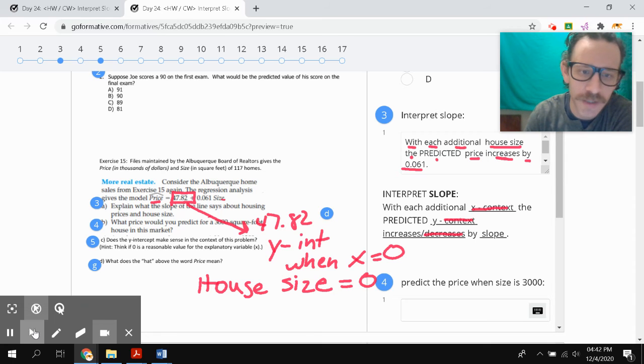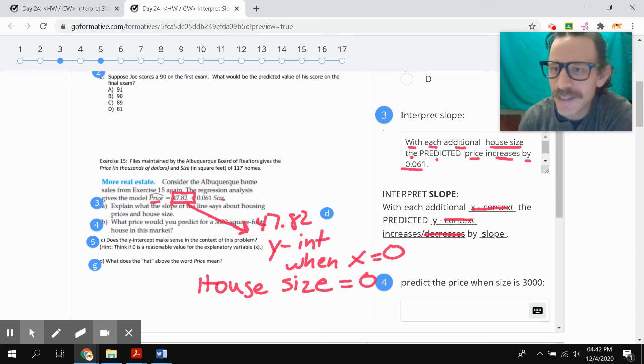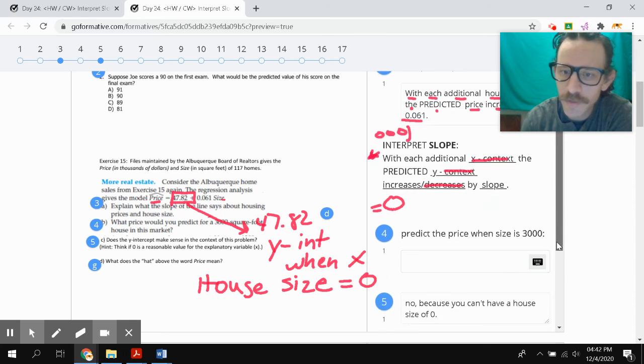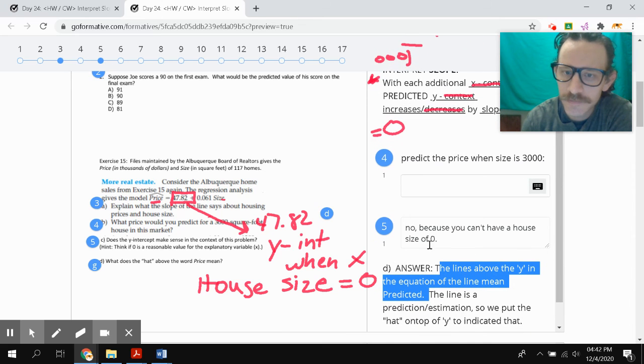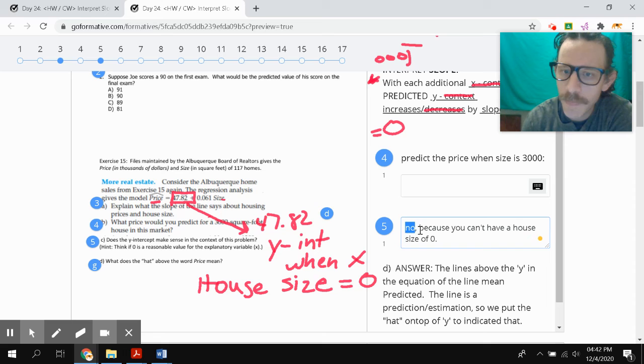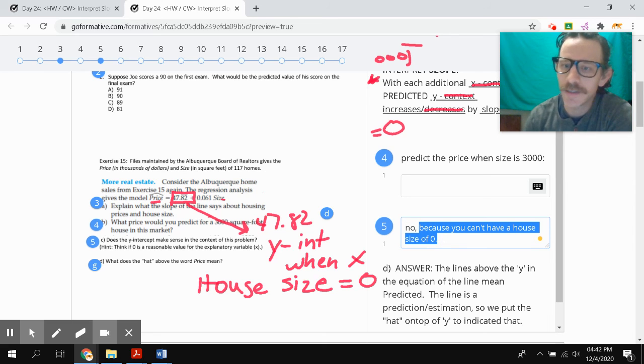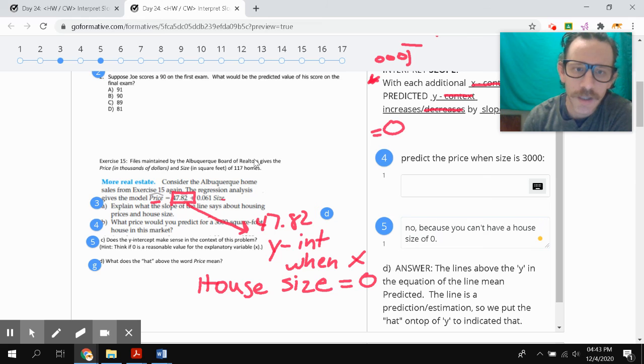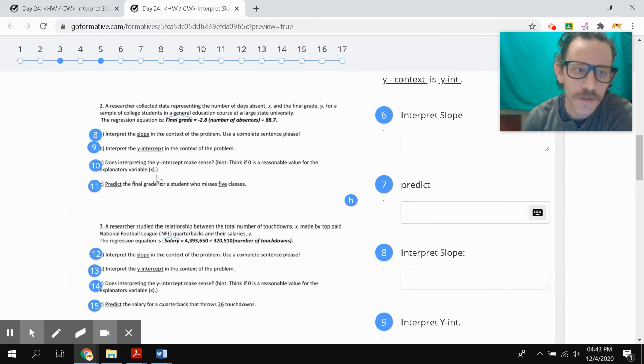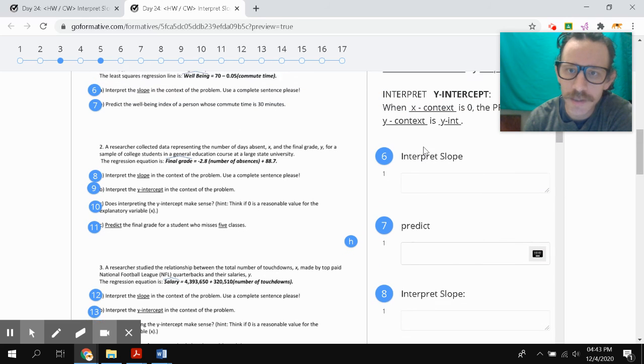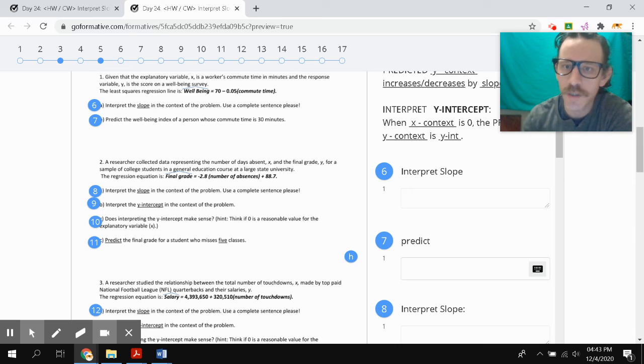So that's the way you want to think about this. Could x equaling 0 happen in real life? And in this case, x is house size. So if you can't have a house size that's 0, you're going to say no. And why? Because you can't have a house of size 0. So pay attention to that when you do these problems. Also pay attention to what they're asking. You might get a problem that asks you to interpret the y-intercept, then you have to actually write out the sentence.